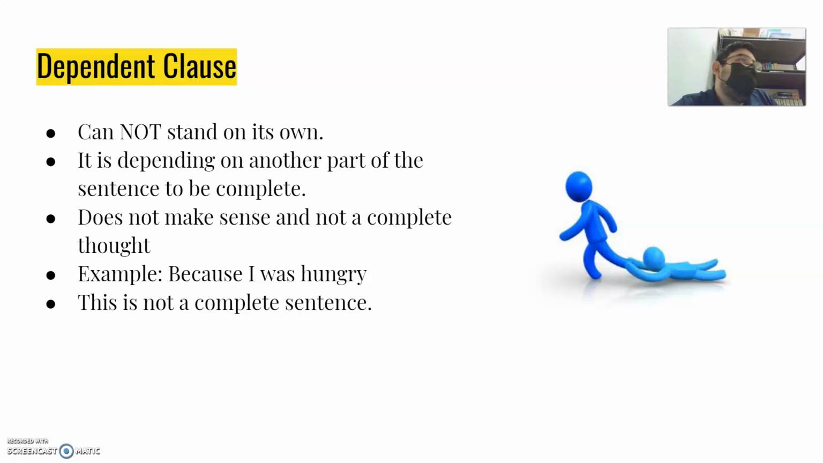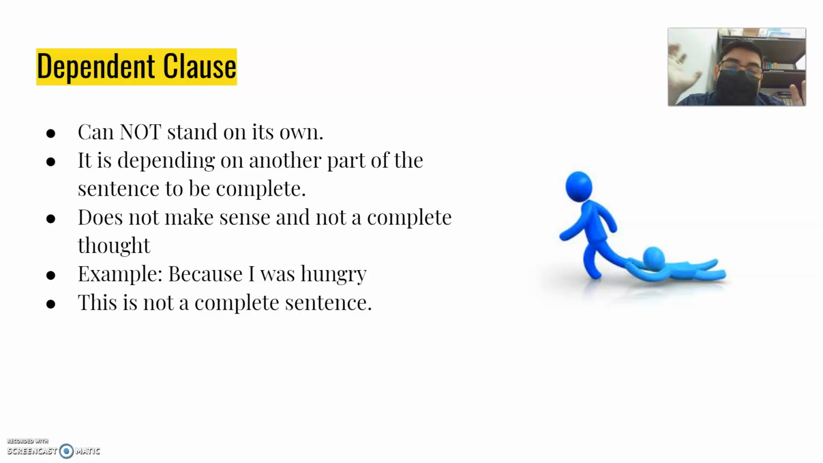Like you go up to your parent, go up to your friend and say, "because I was hungry," and then walk away. They're going to be really confused. But if you switch it up and say something like, "I'm angry because I was hungry," then it's like, okay, that makes sense.